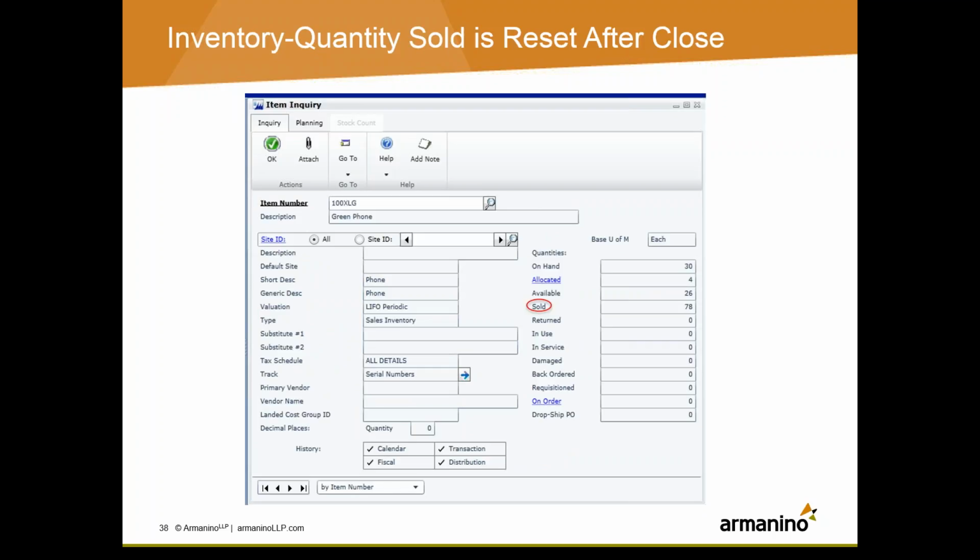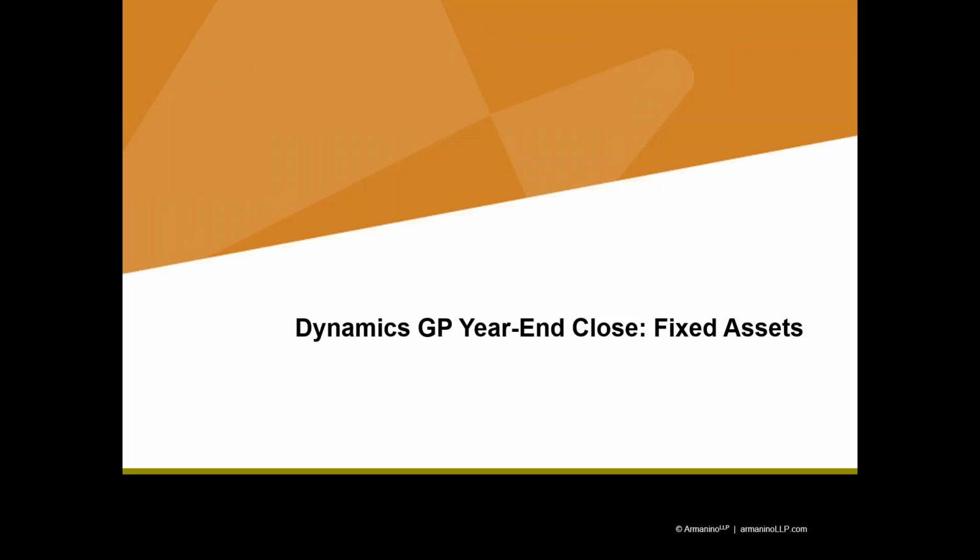The quantity sold is reset after the close. This is especially important for people running any analytics on their quantity sold. If you don't run it, it will always report the amount sold since the last time you closed inventory. Also, the returned quantity will also be updated when you do the year-end close process in inventory.